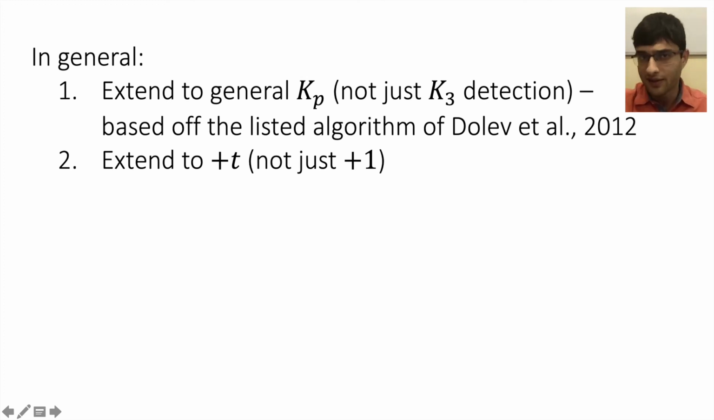In general, we can extend this to any p and not just K3 detection, by taking the listing algorithm from 2012 and augmenting it directly with our quantum searches. And we can also extend it to plus t and not just +1. That is, we can add any number of nodes that we want to.